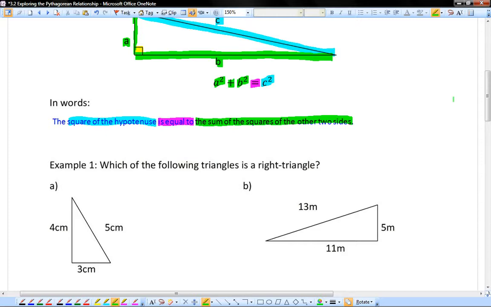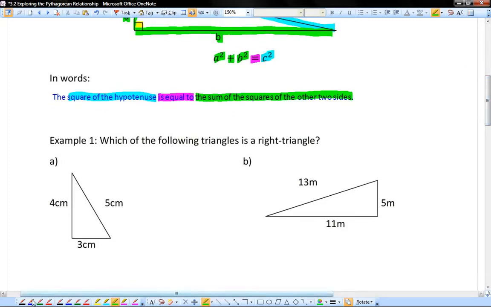Example 1 is asking which of the following triangles is a right triangle. So let's do our labeling as we did in that diagram at the top. We're going to call the longest side C, and we're going to call the other sides A and B. Now it doesn't matter which one you call which, but it does matter that you identify the longest side, and that's the one that's going to be opposite the 90-degree angle, and we're going to use C.